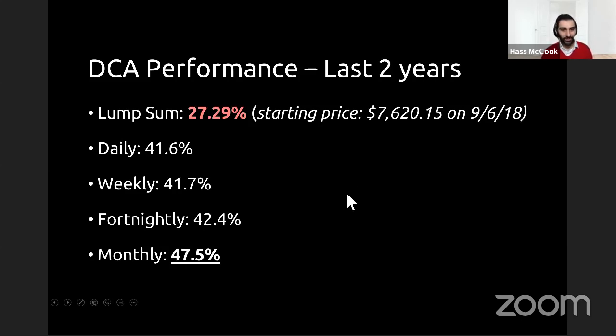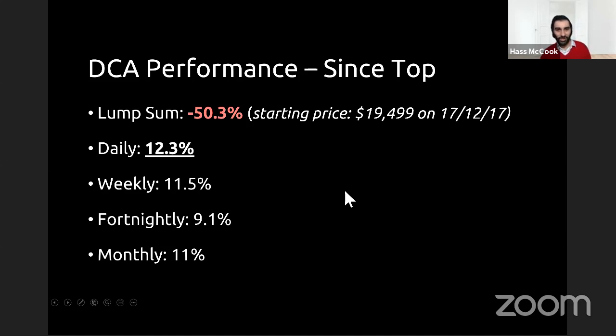Over the past 2 years, if you bought a lump sum exactly 2 years ago, you're up less than 30%, whereas the monthly DCA has you up at 47.5%. And over the last 3 years, you've got in prior to a bubble high, you've made 250% on your money by putting in a lump sum. And if you've been keeping to a DCA, you're best off with a monthly option. So I've shown you many different time horizons, and you can probably see that timing really is just luck and doesn't really matter. If you look at it since the top, if you lumped in from the very top, you've lost half your money. Whereas if you've been DCAing daily, you've got 12.3%.